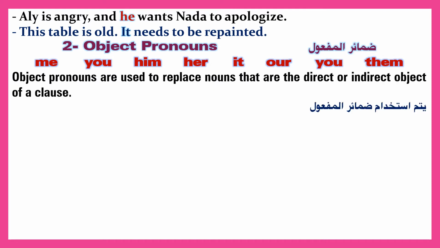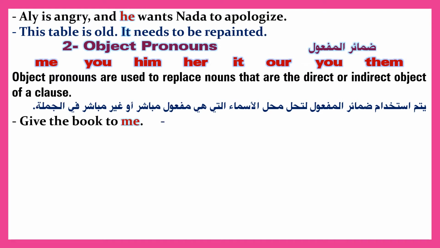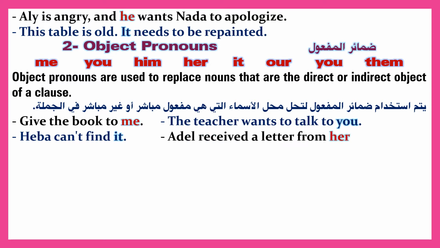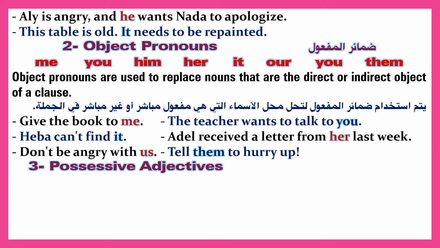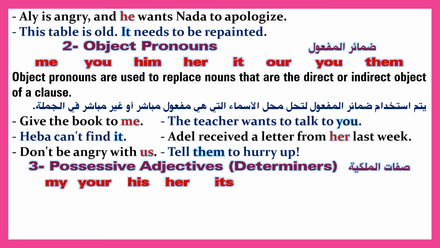2. Object pronouns. Me, you, him, her, it, us, you, them. Object pronouns are used to replace nouns that are the direct or indirect object of a clause.